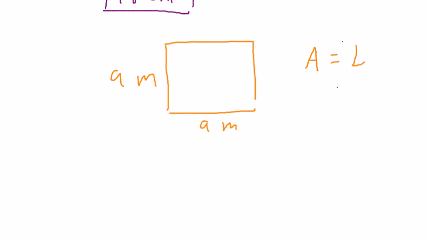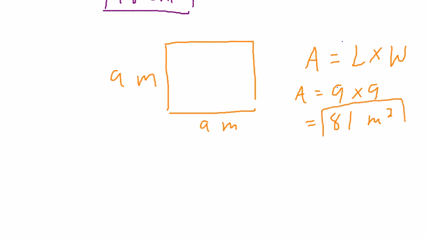And the answer is yes, because remember, a square is a special type of rectangle. It's a rectangle that has 4 equal sides. So in this case, the area of this square would be 9. Its length is 9, times its width is also 9. So 9 meters times 9 meters gives us 81 meters squared.